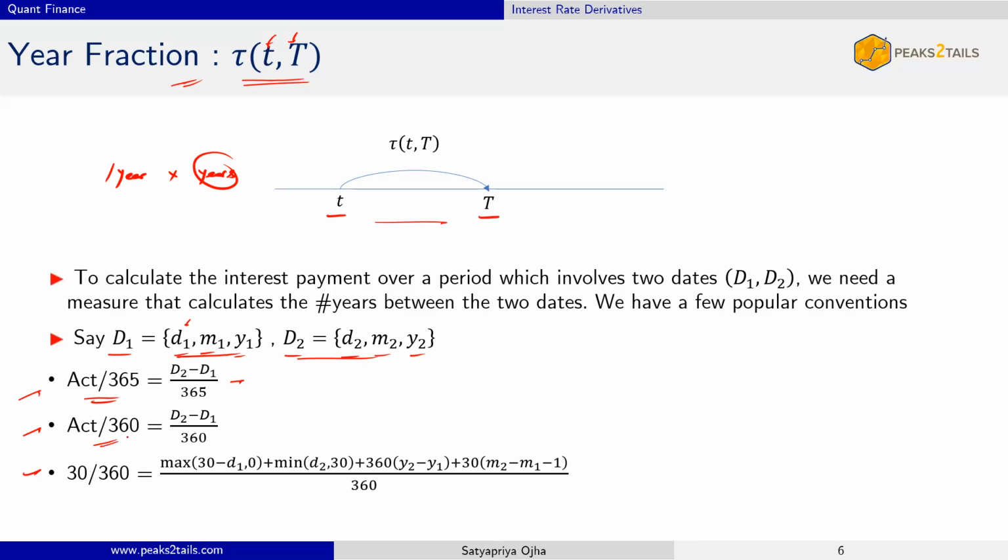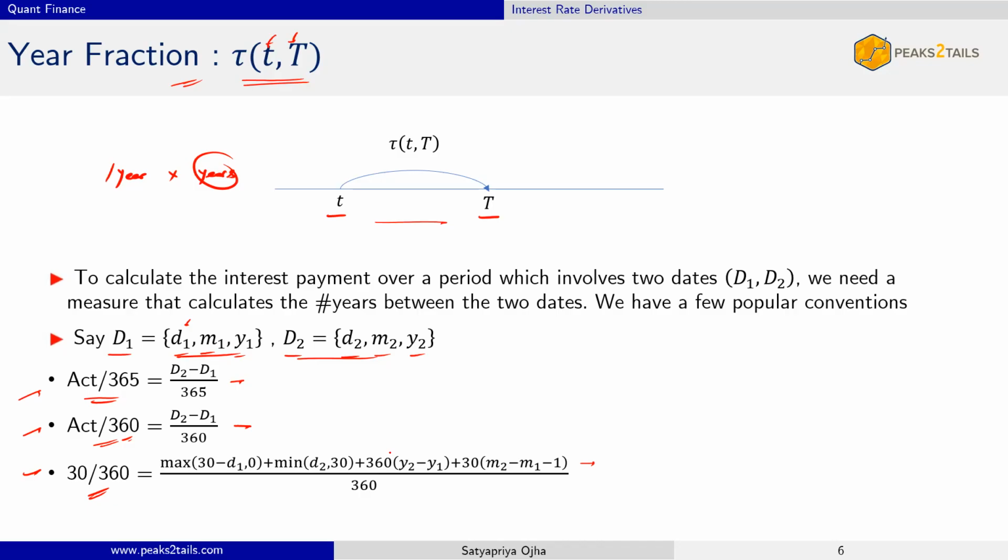The second convention is act by 360. Basically you assume that a year has 360 days. The year fraction would be the difference in the dates in days divided by 360. We also have a 30 by 360 kind of day count convention. These are called day count conventions. It looks like a complicated formula, but it's not complicated. It's just max, min, these guys are there. So you can use this to calculate year fraction based on the 30 by 360 day count convention.